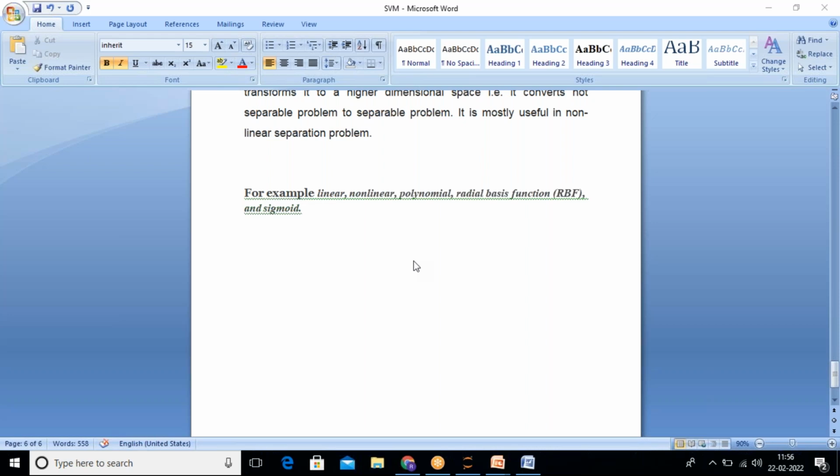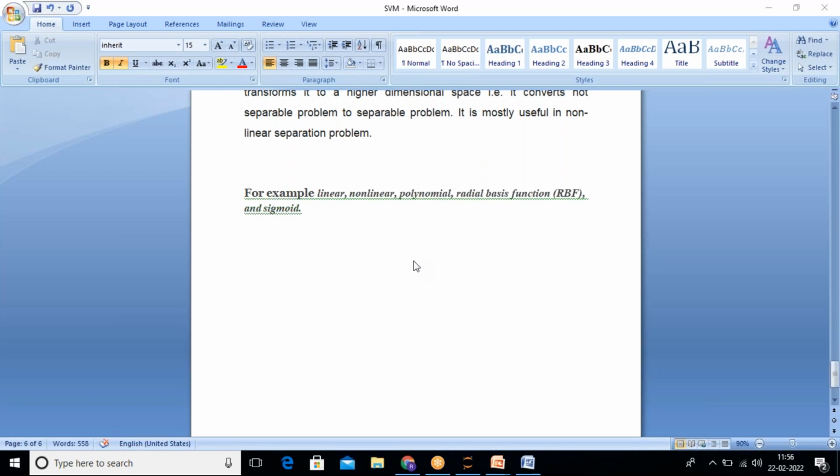So the SVM algorithm takes care of this by using the kernel technique. The kernel is the function which takes a low dimensional input space and transforms it into a higher dimensional one. It converts a non-separable problem into a separable problem, so it helps us deal with non-linear separable problems. Lots of kernel functions exist, but the most important and highly popular one is the RBF, radial basis function.